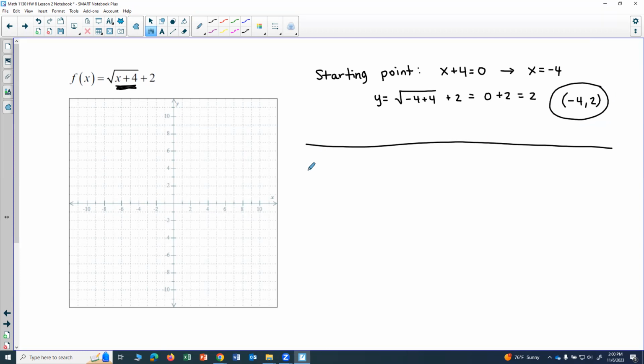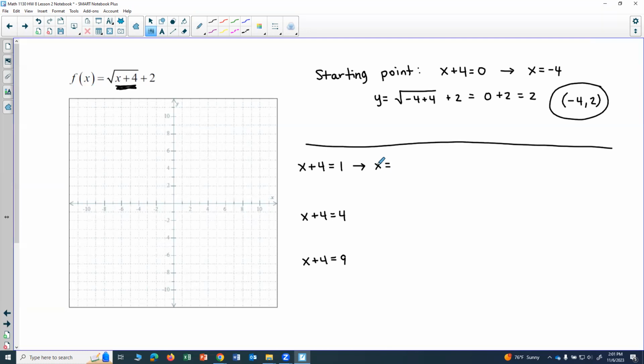So I want to pick x values that are going to make x plus 4 equal a perfect square. So think about what your perfect squares are. Your perfect squares are 1, 4, and 9. So I'm going to do x plus 4 equals 1, x plus 4 equals 4, and x plus 4 equals 9. That's going to make the expression under the radical a perfect square. So then I just have to figure out what these values would be for x.